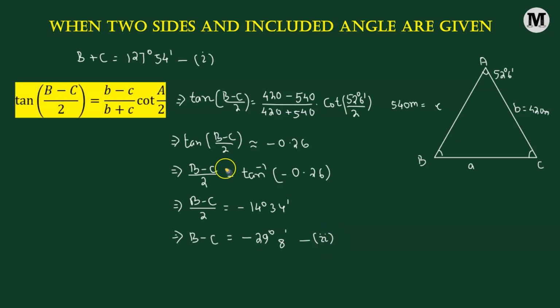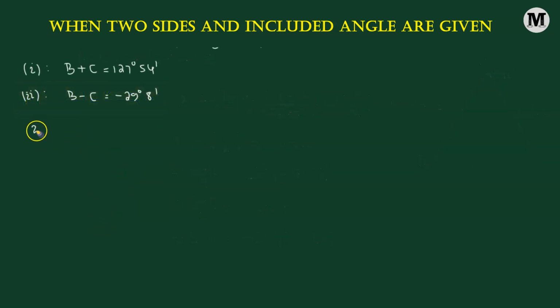So the next task, our goal, is to solve equation number 1 and equation number 2 to obtain the values of B and C. To begin with, let's add equation number 1 with equation number 2. On the left hand side, what we'll get is 2 times the angle B. And on the right hand side, we have 127 degrees 54 minutes minus 29 degrees 8 minutes. That should give us 98 degrees and 46 minutes. To find the angle B, we're going to divide both sides by 2. So we are going to get 49 degrees and 23 minutes. This is going to be the angle measure of B.